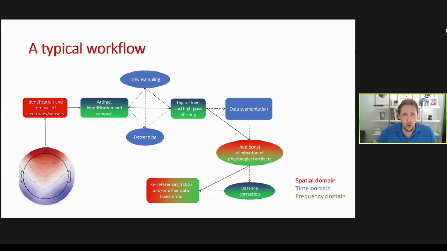A typical workflow for EEG analysis would start by identifying the bad channels and removing channels with strong artifacts, followed by some filtering, the elimination of physiological artifacts, and then re-referencing. So let's examine, for instance, the most basic step, the first one. How do we identify bad channels?